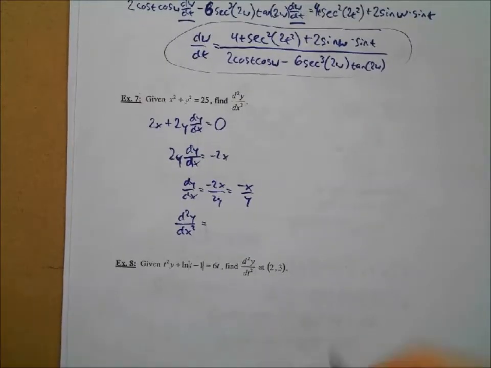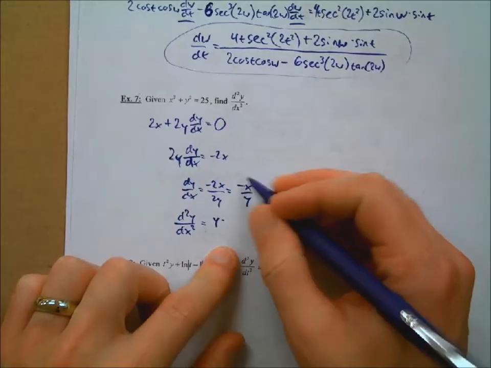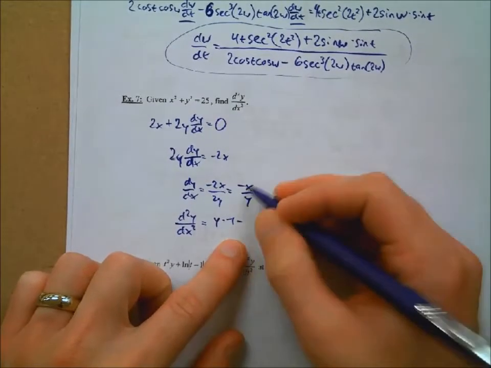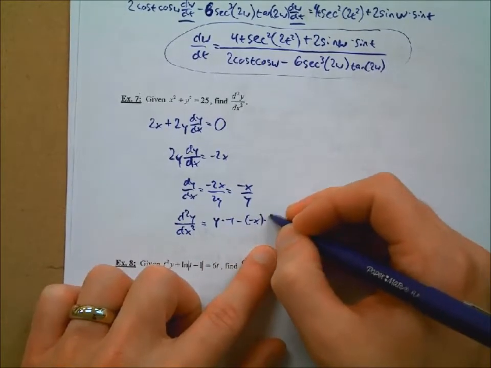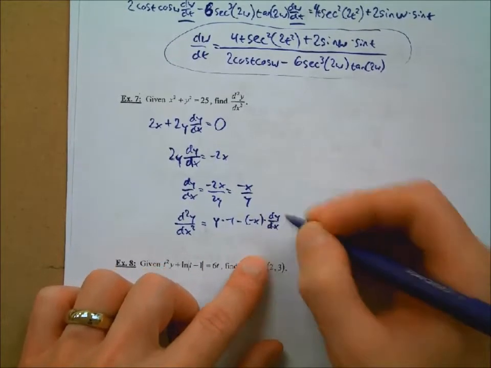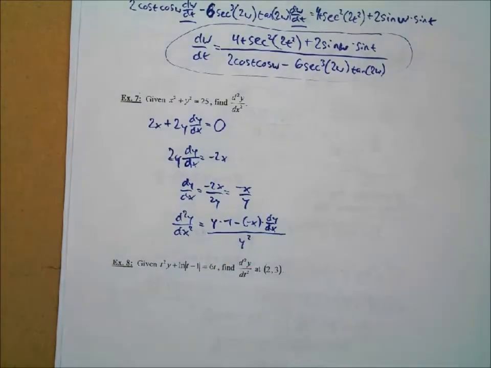It's the quotient rule. So it's the bottom, y, times the derivative of the top with respect to x, so negative 1, minus the top, negative x, times the derivative of the bottom with respect to x, so dy over dx, for the derivative of y with respect to x, all over the bottom squared.